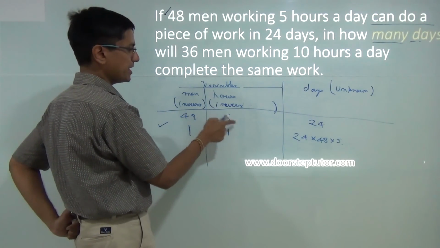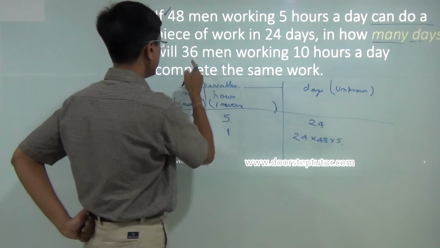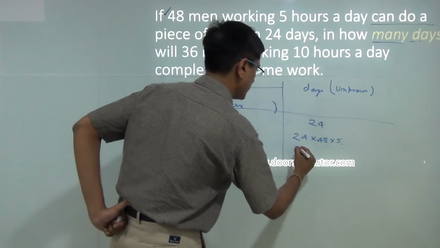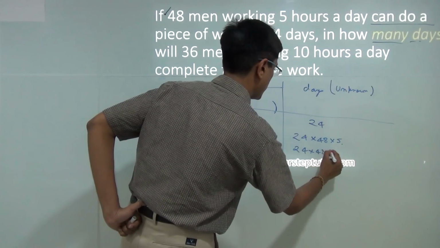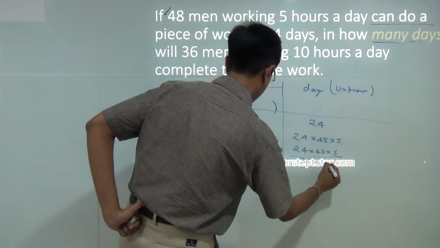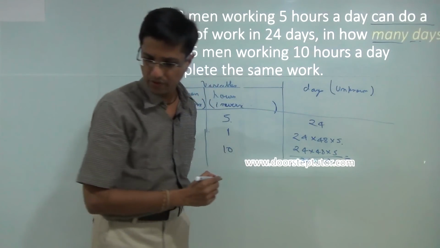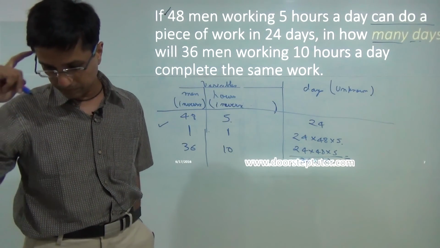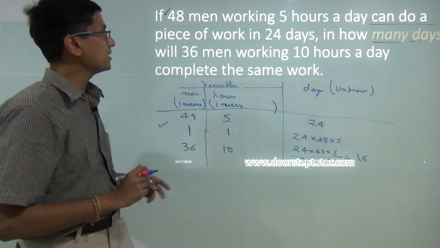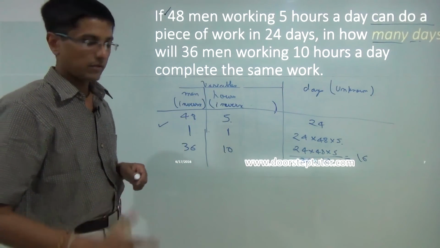So notice that I have not put any circles here. Then I have 36 men and then 10 hours, and this becomes 24 into 48 into 5 divided by 36 into 10, and my final answer becomes 16. Okay, so this is something I have already done. Again very simple. Moving on.